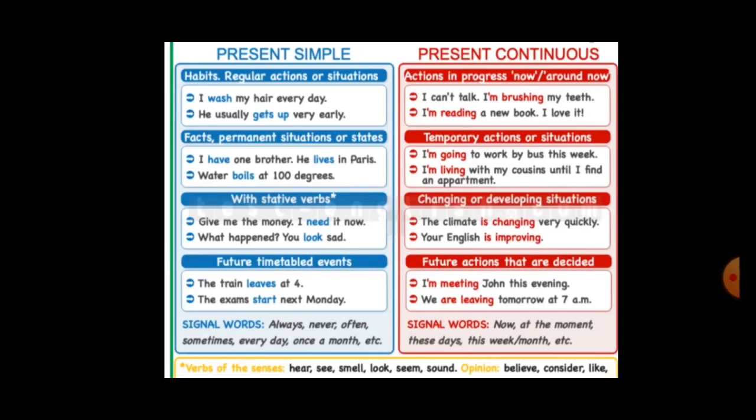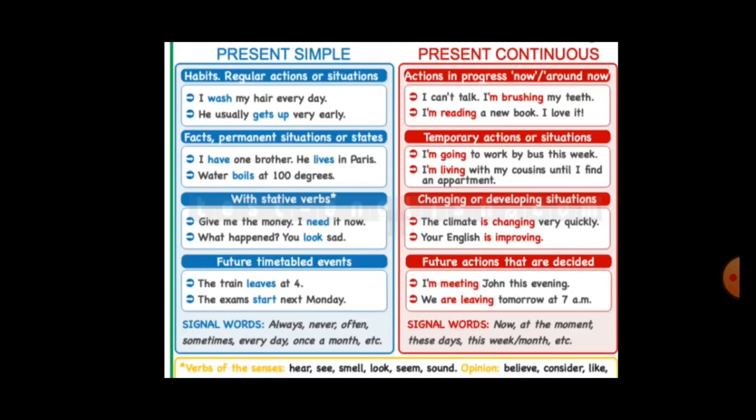Now in simple present tense we describe habits, regular actions or situations. For example, I wash my hair every day. He usually gets up very early. Now in present continuous, we describe the actions which are in progress now or around now. Like, I can't talk, I am brushing my teeth. I am reading a new book. I love it. So here the action is in progress.